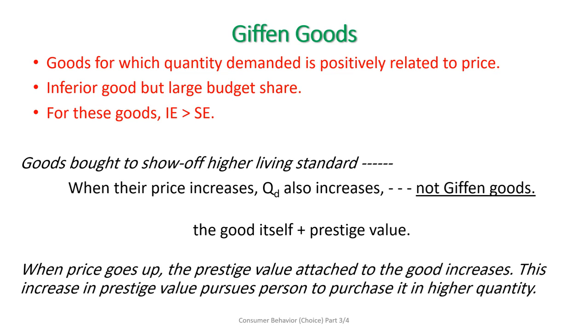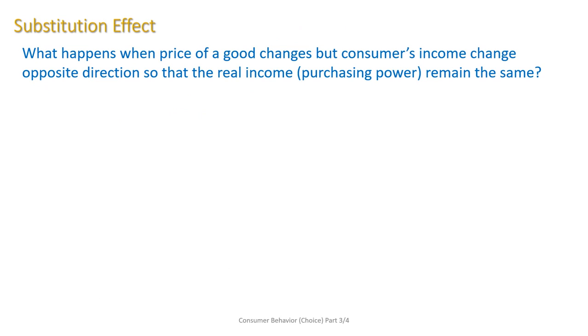Now, the case of substitution effect. By substitution effect, we mean what happens when the price of a good changes, but the consumer's real income remains the same. That is, the price of the good changes, but the income of the consumer also adjusts so that the purchasing power or the real income remains the same. What will be the effect on consumption in such a situation? This question is answered by the substitution effect.